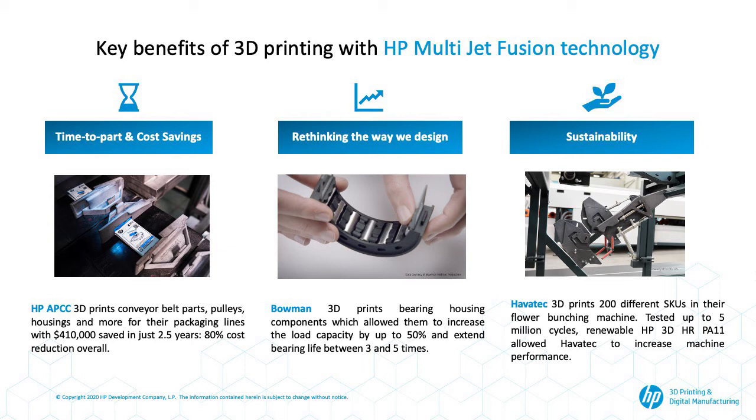How would I justify adopting a 3D printing solution for, let's say, 10 of the machines that I have? Havatech is a manufacturer from the Netherlands. They're producing flower bunching machines. Essentially, they're selling 15 units of that machine annually, which you would imagine initially wouldn't necessarily be a good candidate for 3D printing.